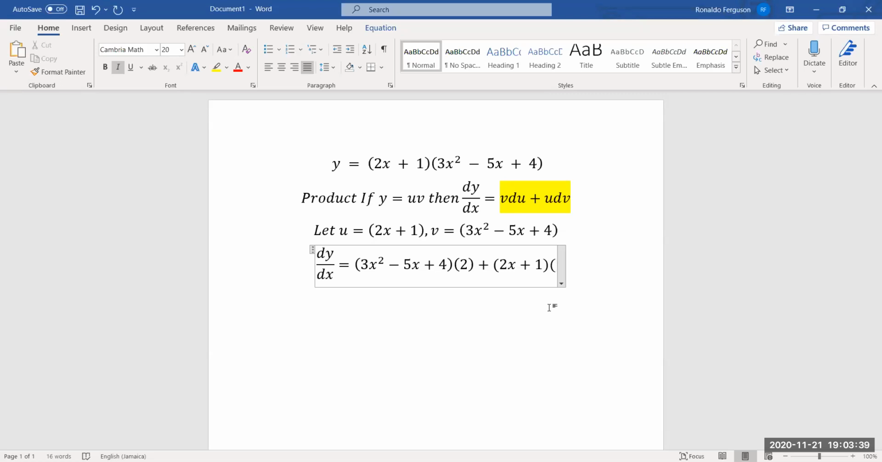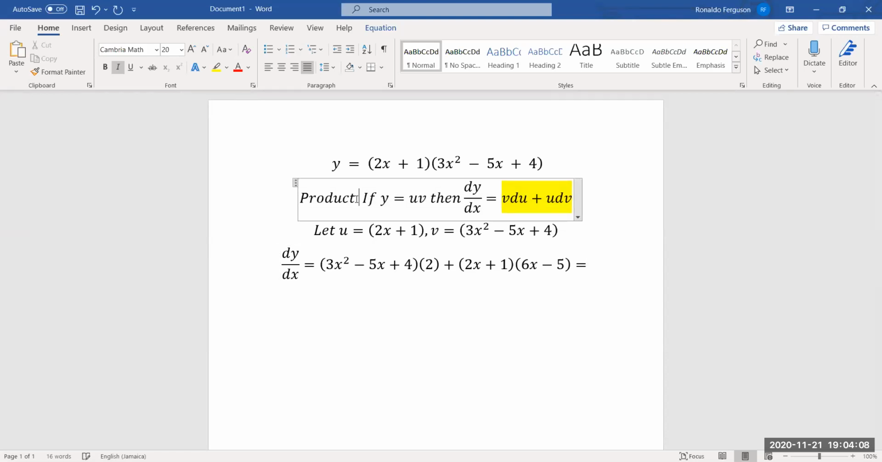3 to 6x, 6x minus 5. Good, nice. So you have to put what v is, then differentiate u, plus put what u is, then differentiate v. Very good. And that's dy by dx. That's product rule. This is known as product rule.